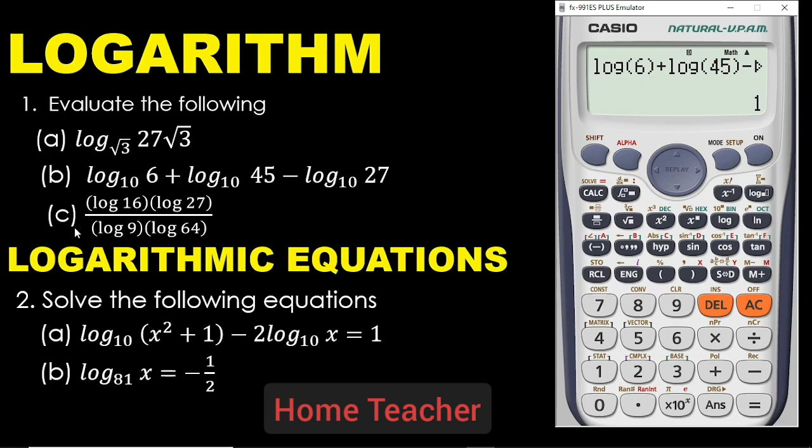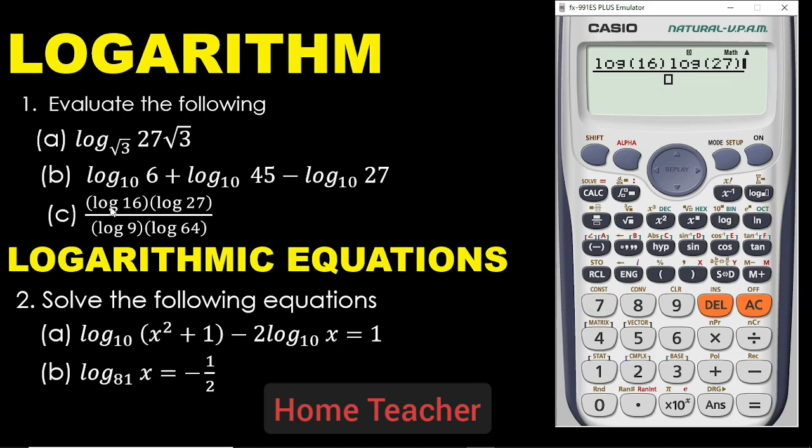Now the third one, I have to solve this. Once again, this one comes with no equal sign. By looking at it, it is a fraction. So the wise thing to do is to hit the fraction key before you enter your data. Let me hit the fraction button, and I have log 16 times log 27. So let's enter that: log 16, that's 1, 6, and then you close the bracket. Then the next one is log 27, so log 2, 7, and you must close the bracket.